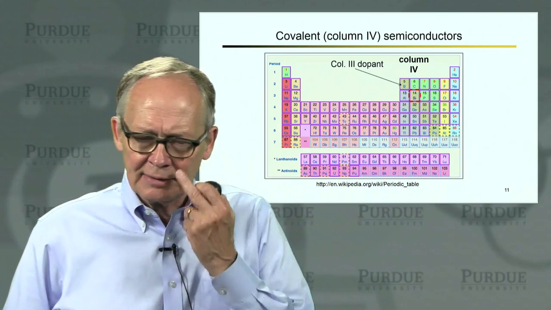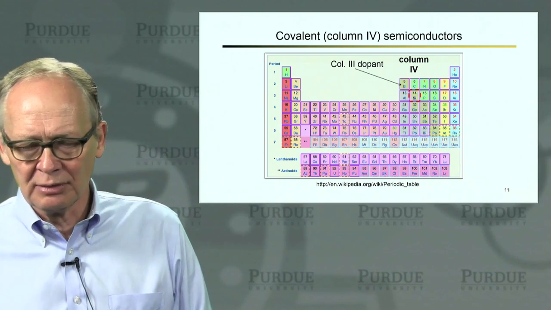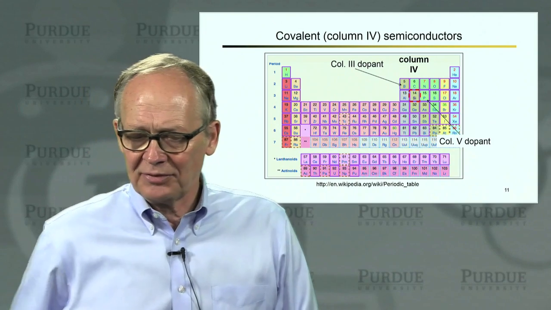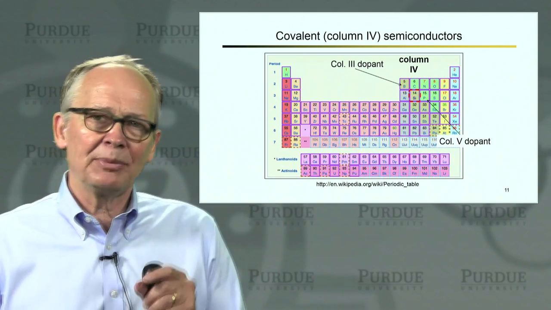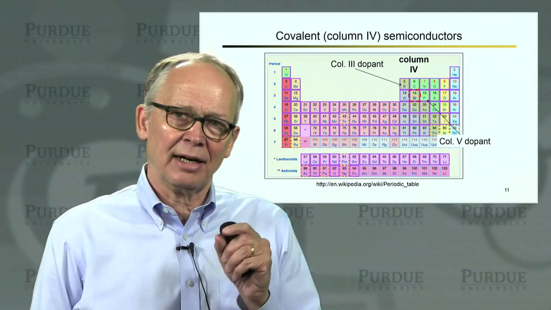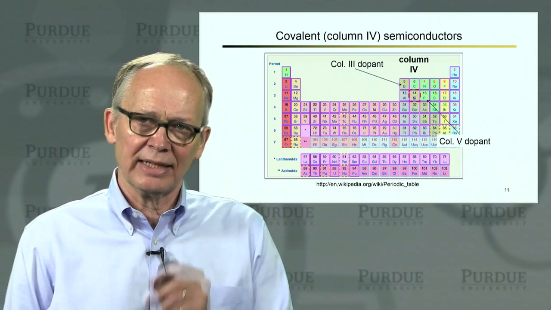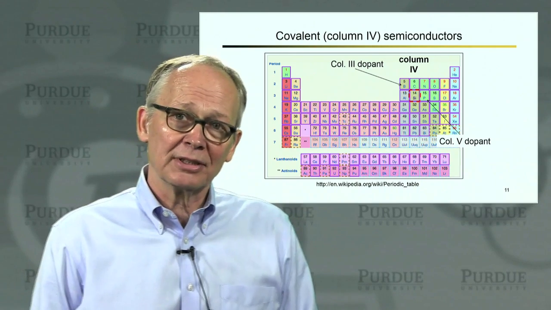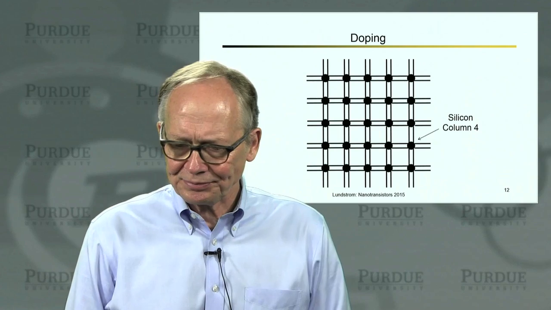Now, it's interesting to look at column 3, boron, say, or aluminum or gallium, and column 5, phosphorus or arsenic, and ask what would happen if we could insert a column 3 or a column 5 element in the silicon crystal lattice. That turns out to do something very, very useful for us, and that's called doping.